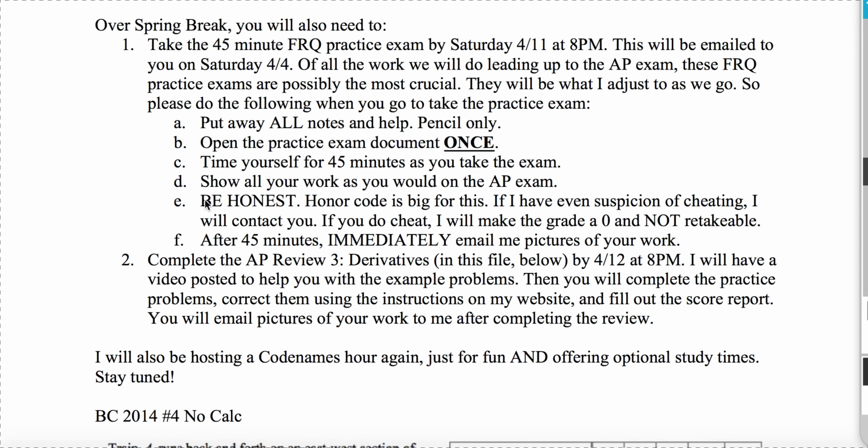Doing this stuff remotely, I need to know in these kind of benchmark moments about how you're doing on a broad range of skills, so I know what we need to focus on. This also will replace any benchmark exam grades. If you do better on this one, I'll replace the benchmark exam grades, because this is essentially replacing our practice exams I would have normally done.